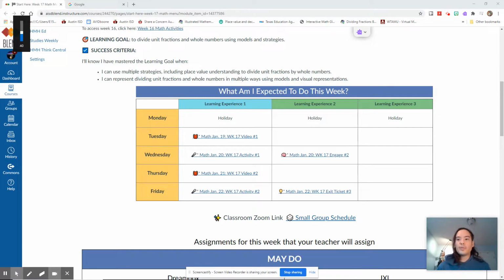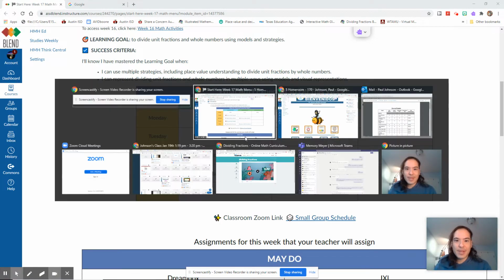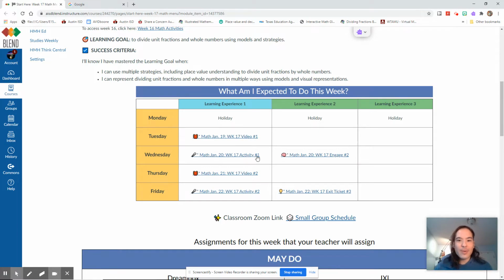Good morning. Welcome to another fabulous episode of How Many Tabs Are Open on Mr. Johnson's Computer. I actually moved this tab over, so it's only two. My other tabs are out of control. Don't judge me.